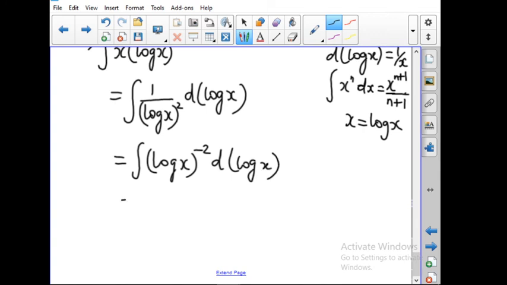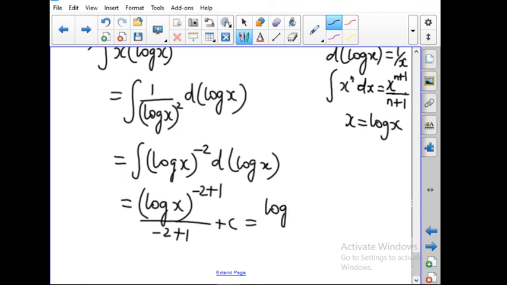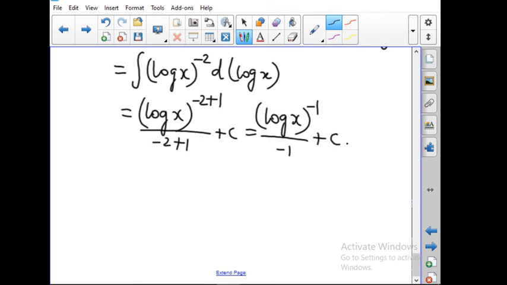So how can you integrate this? (log x)^(-2+1) divided by (-2+1) plus c. So what will be the answer? (log x)^(-1) divided by -1 plus c. So now you can bring it to the denominator as the minus sign is here. So minus 1/log x. (log x)^(-1) can be written in the denominator, plus c. So this is the answer for your problem number 7.